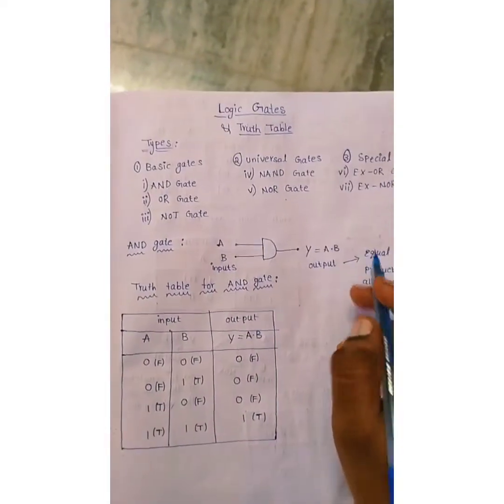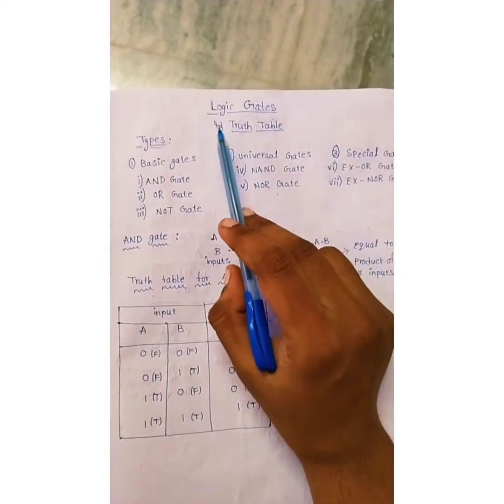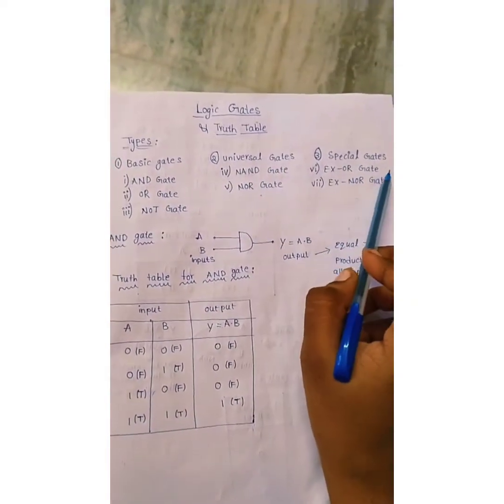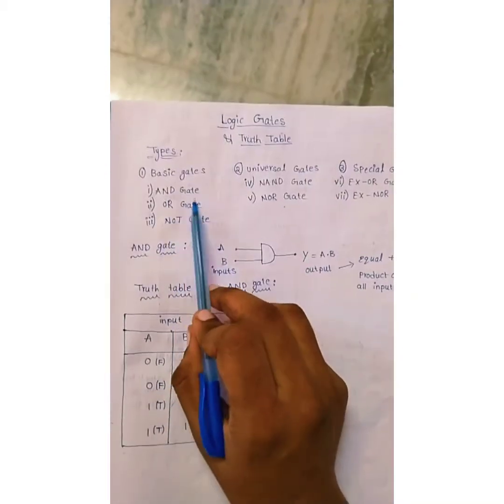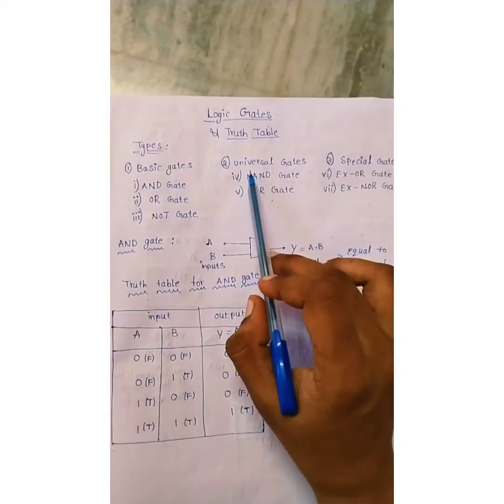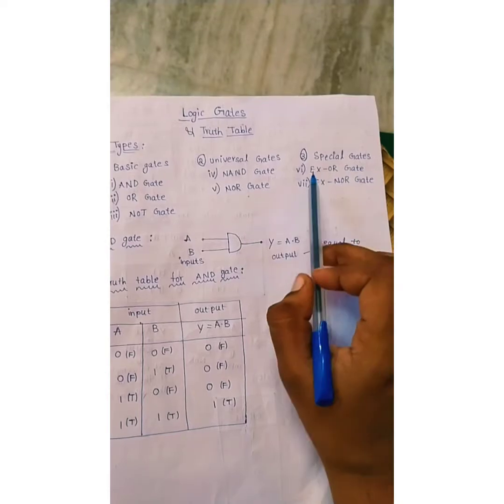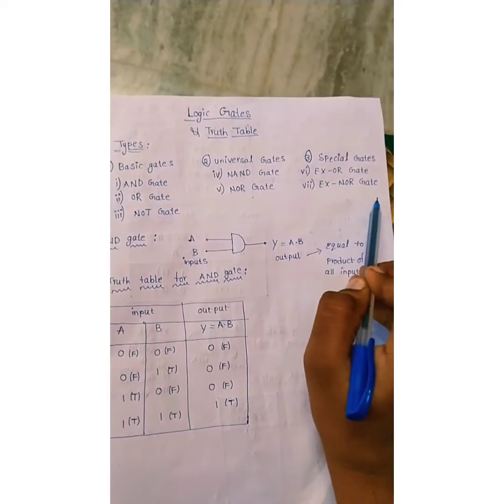Now I am explaining about logic gates and their truth tables. Here we see that logic gates have three types: basic gates, universal gates, and special gates. Basic gates have three types: AND gate, OR gate, NOT gate. Universal gates have two types: NAND gate, NOR gate. Special gates have two types: EXOR gate, EXNOR gate.